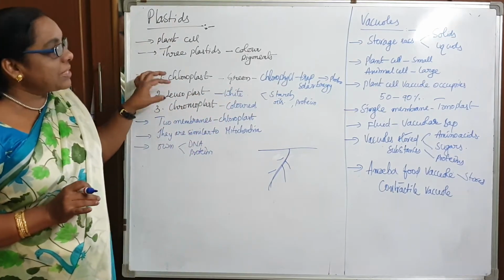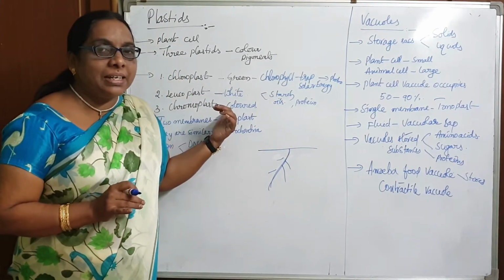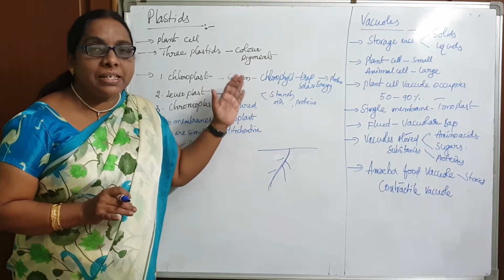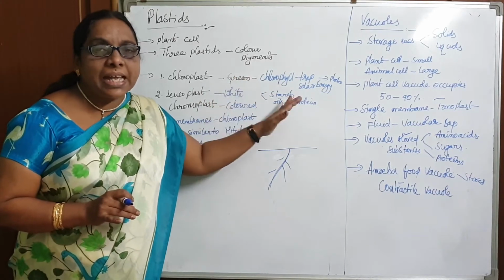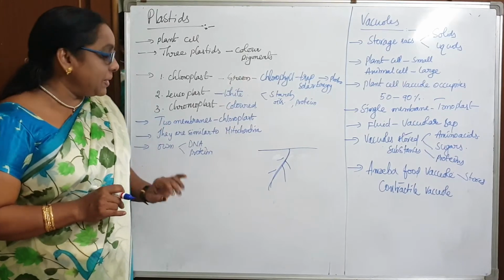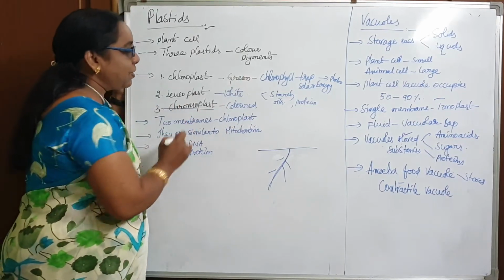So leucoplasts are white in color, and they are present in regions not exposed to the sun. Okay, the next one is called the chromoplast.